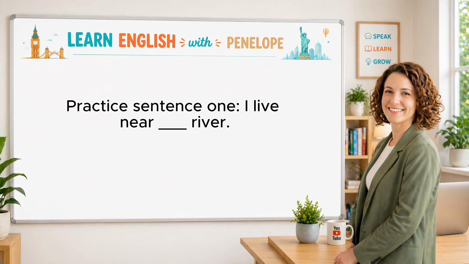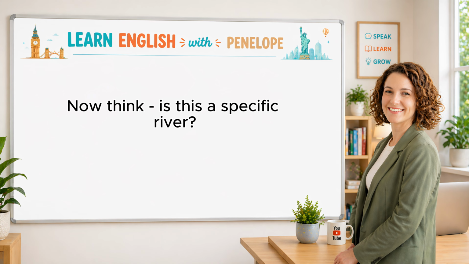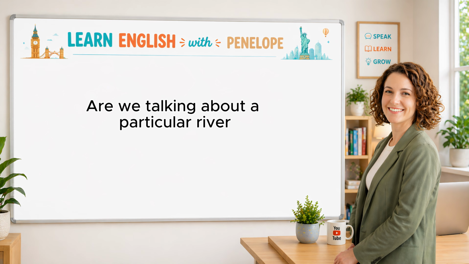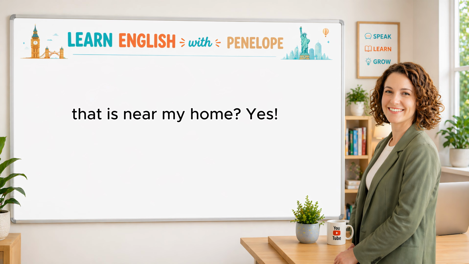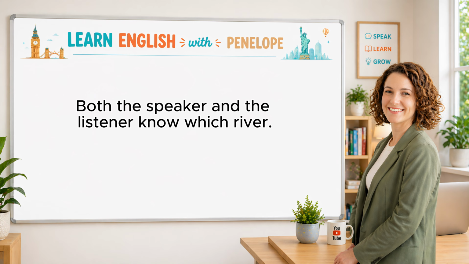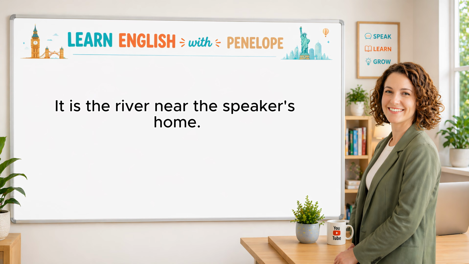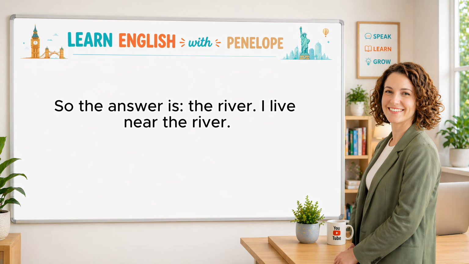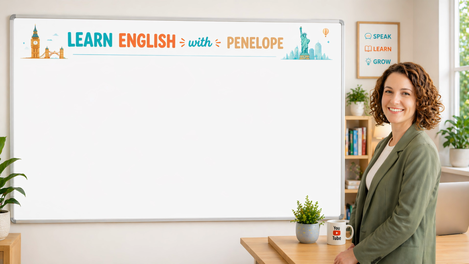Practice sentence 1. I live near blank river. Now think, is this a specific river? Are we talking about a particular river that is near my home? Yes. Both the speaker and the listener know which river. It is the river near the speaker's home. So the answer is the river. I live near the river.